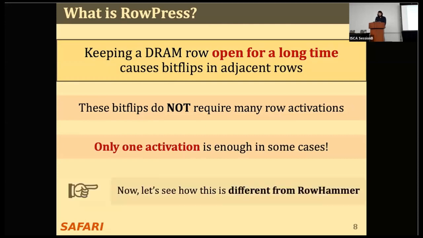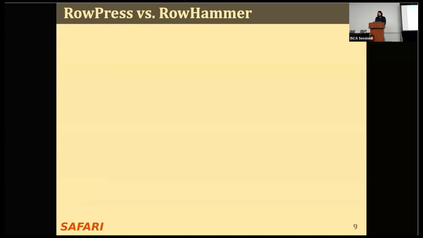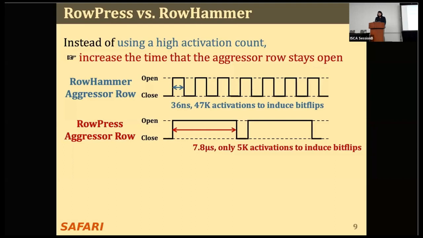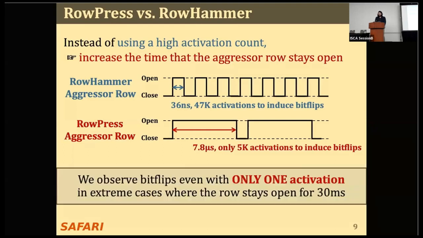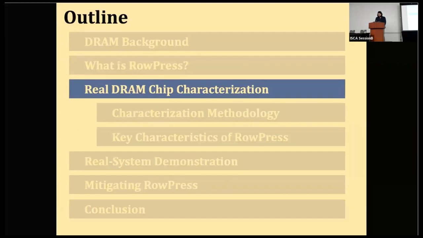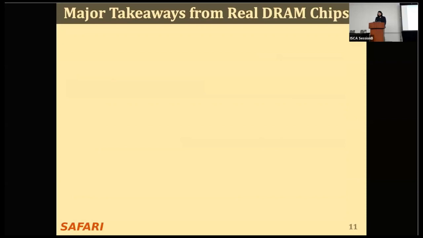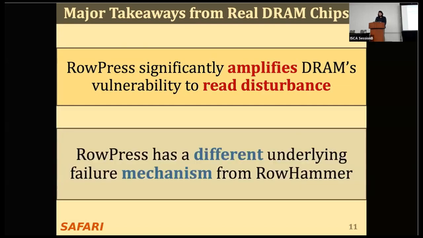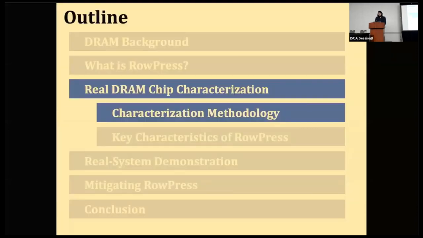Now let's see how this is different from RowHammer. Instead of a high activation count, RowPress increases the time that the aggressor row stays open. Doing so disturbs adjacent rows enough to cause bit flips without a very high activation count. We even observe bit flips with only one activation in extreme cases. Now let's take a look at our detailed characterization of RowPress. The two most important takeaways from our characterization results are: first, RowPress significantly amplifies DRAM's vulnerability to read disturbance. Second, it is different from RowHammer. Now let's see how we get to these conclusions.